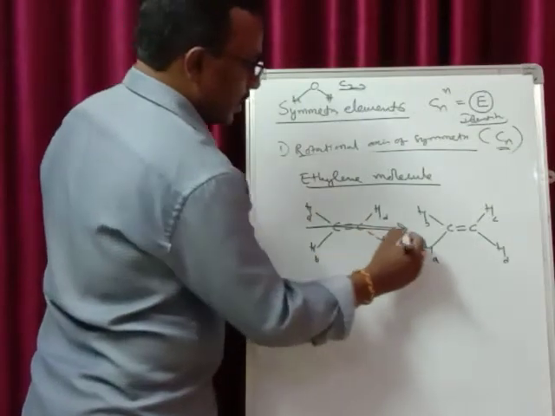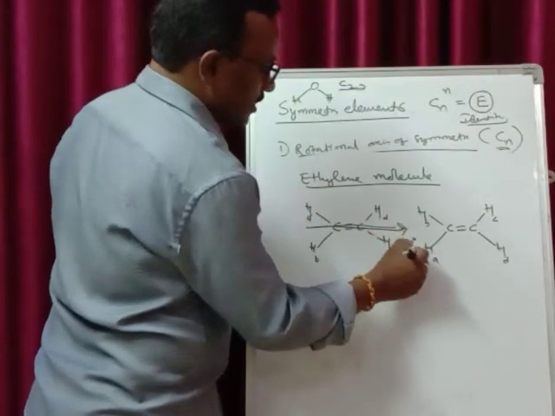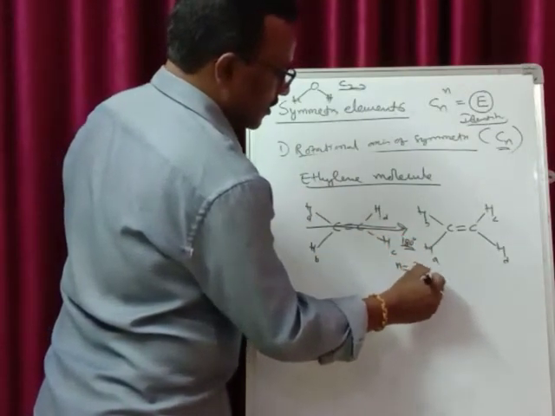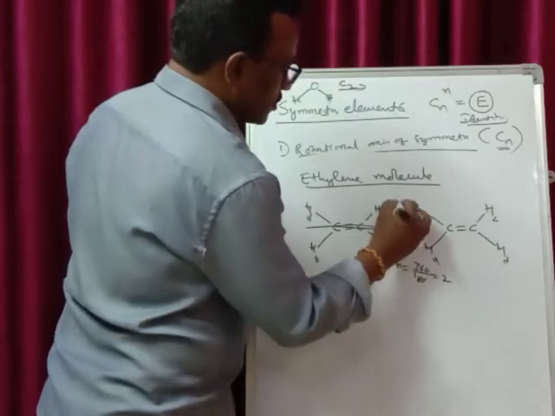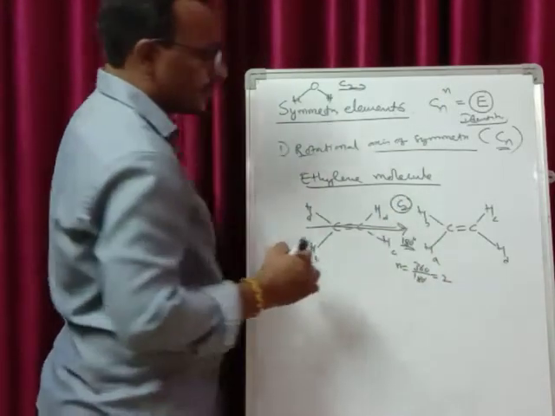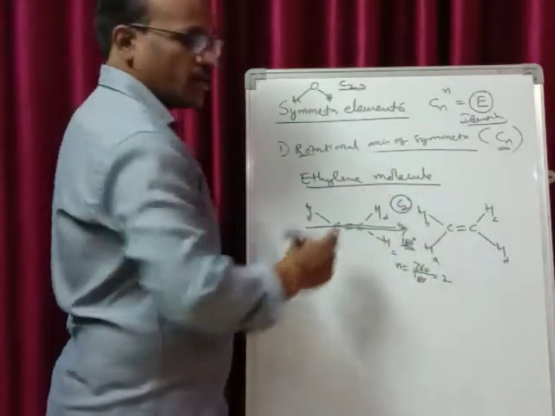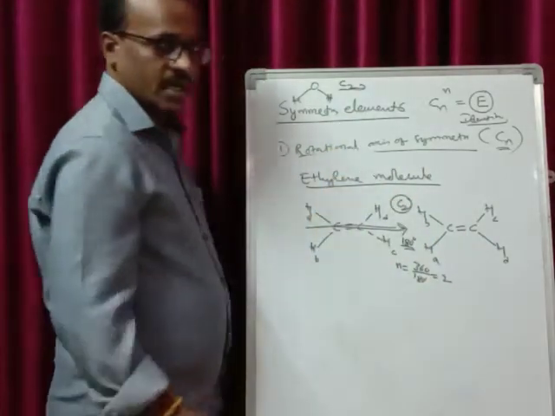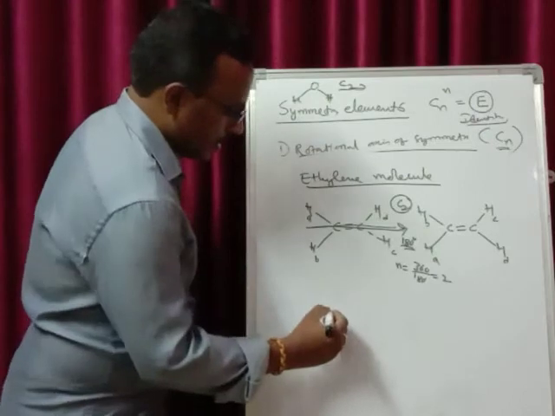Now here what I have done, I have rotated this molecule 180 degrees. Therefore n is equal to 360 by 180, that is equal to 2. So we say that on rotation of this molecule by 180 degrees giving an equivalent structure, it has a C2 rotational axis of symmetry. This is one thing. Now coming to the next.